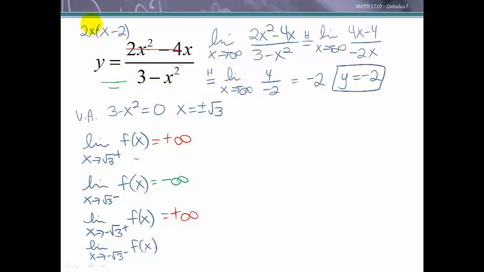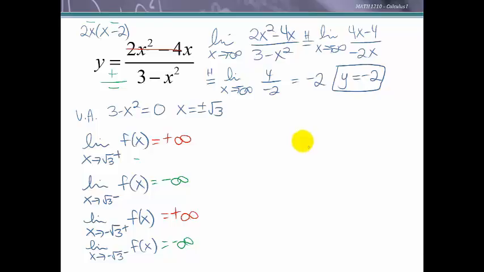If we put a negative in here, this will be negative. A negative minus another one, this will be negative. Two negatives multiplied will give us a positive, and a positive divided by a negative is negative. So what that tells us is that as we approach negative square root of 3, it's a vertical asymptote, and as we approach from the left, we will be heading towards negative infinity.